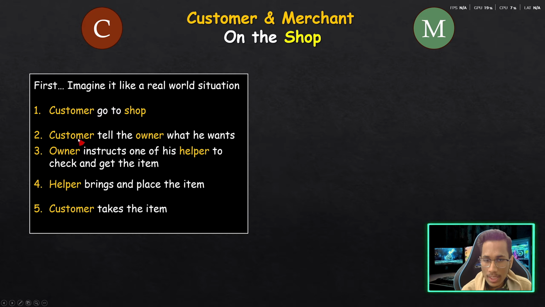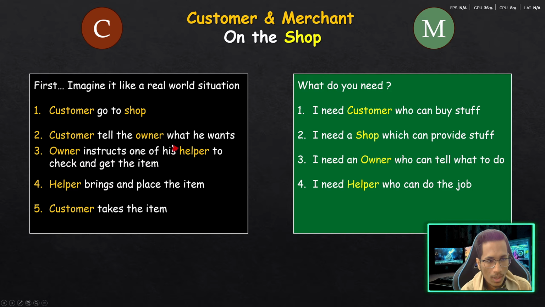So what are the key entities in this use case? Let's decrypt these highlighted words, which are the entities. I need a customer who can buy stuff. Then I need an owner or a system that can tell this helper or someone else what to do once you receive a request from this customer at this shop. Then I need a helper who can do the job for me. So these are the 4 major tasks that we have taken out from this particular use case.